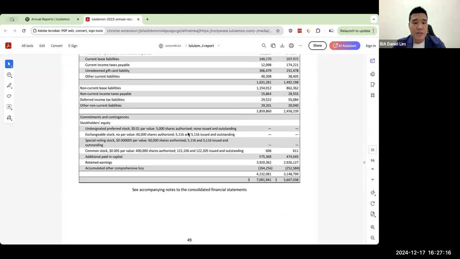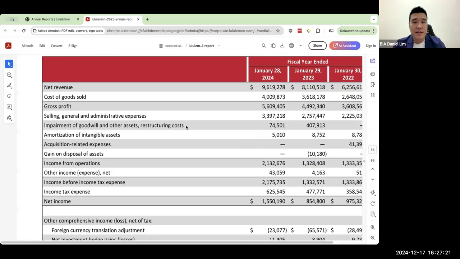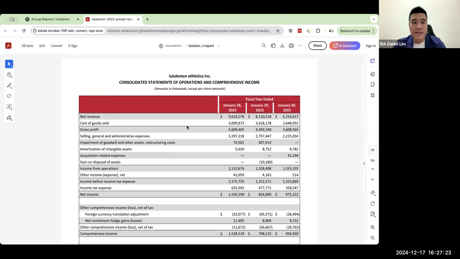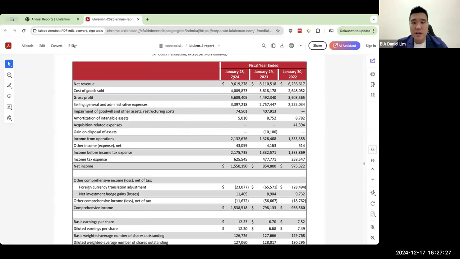This is the balance sheet, which I will go through in the next video. Here, this is the income statement. Let me hold on, this is too big already. This is how it looks like. So can you see? For January 2024, for Lululemon, this is the revenue here, 9.6 billion. They minus the cost of goods sold, the things they need to do to make their clothes, around 4 billion. And then the gross profit is 5.6 billion.